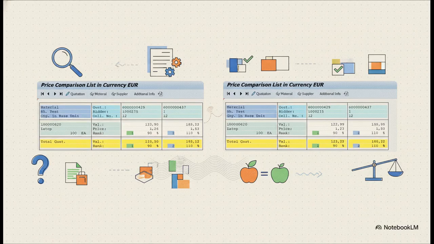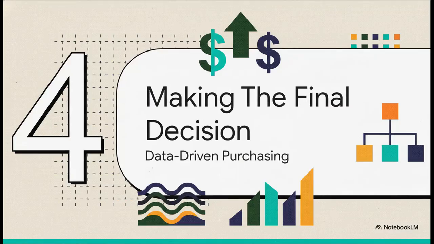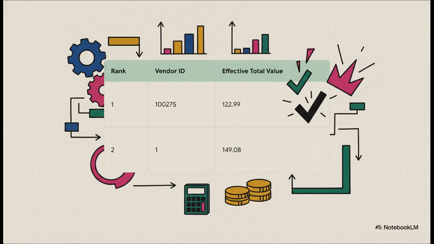This isn't just a different number. This is the true cost. This is the real apples-to-apples comparison. So now, with the real numbers in front of us, we can finally move on to the most important part of this whole thing, making a smart business decision. Let's just simplify that SAP screen for a second. When you boil it all down, after all those calculations, vendor 100275 is still ranked number 1. Their effective price is $122.99. The data is clear. They are the most cost-effective choice. The numbers just don't lie.